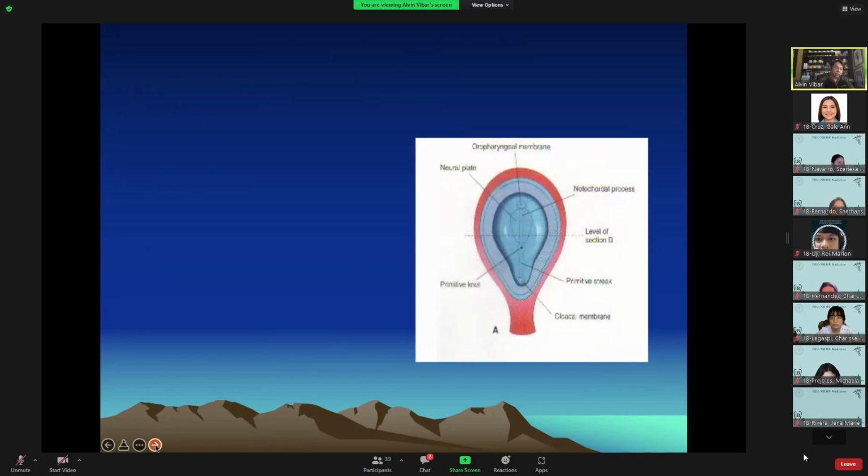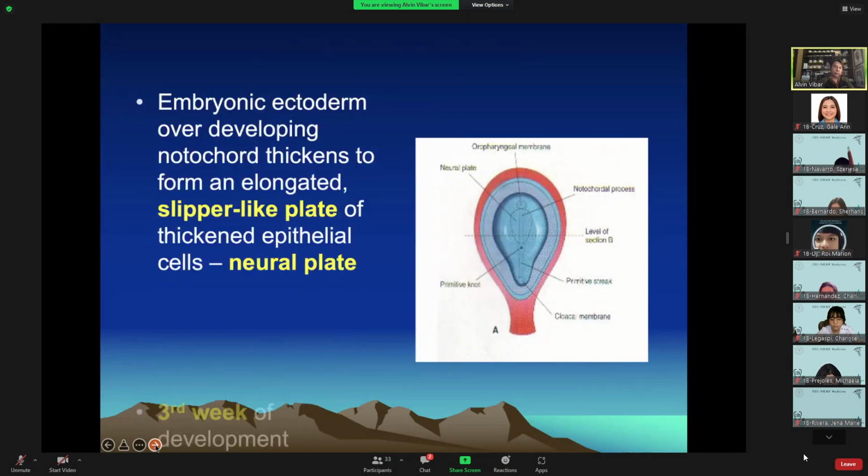So you're looking at the superior view, showing you the developing embryo. What signals the start of the formation of the nervous system, or neurulation, is the formation of this slipper-like plate of thickened epithelial cells.